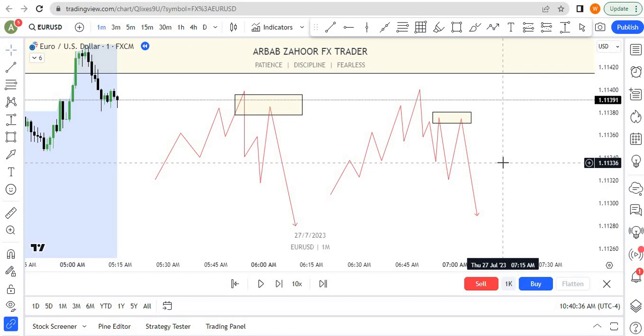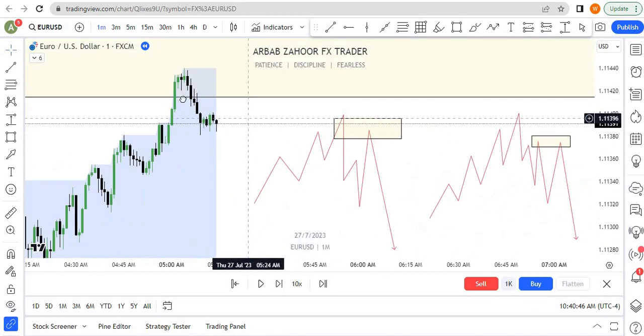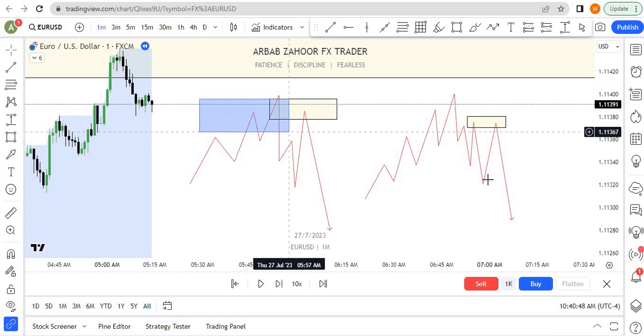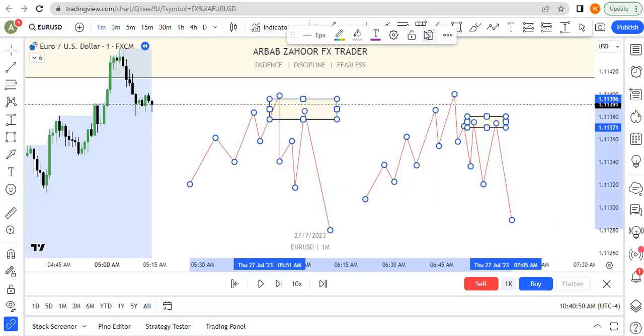At the end, you will be profitable. Trading is not about strategy. Trading is about mindset, psychology. Remember this. Once you understand this most important point, psychology, you will be profitable.